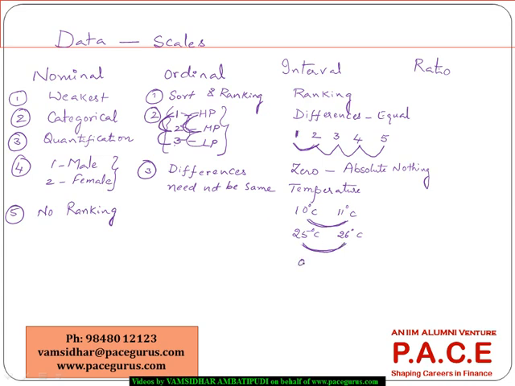But when I say 0 degrees C, it doesn't mean that there is no temperature. It only talks about the freezing point of water. It's not an absolute 0. It doesn't mean that there is no temperature, because when I convert the same 0 degrees C into the Fahrenheit scale, it is giving me something else, 32. It's not giving me an absolute 0 in a different unit of measurement.